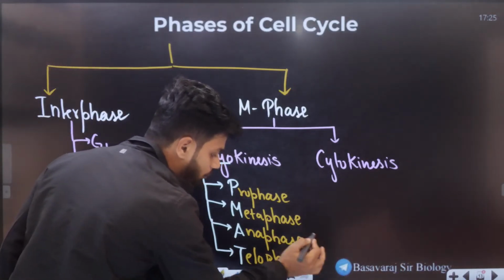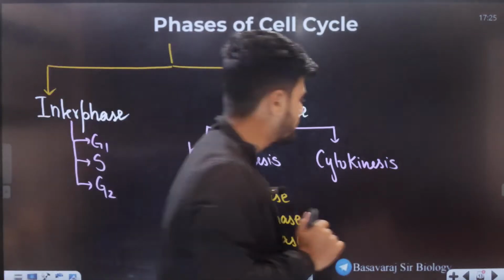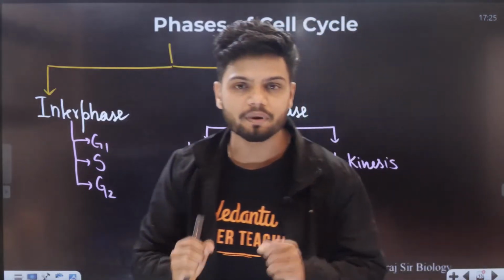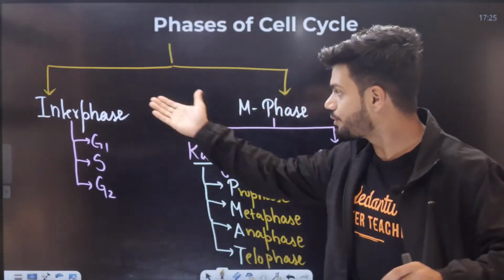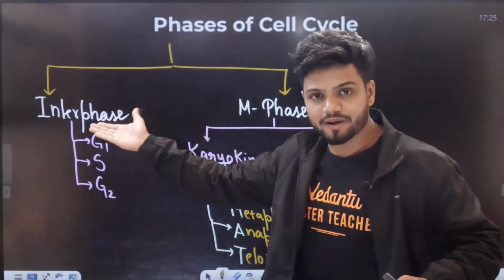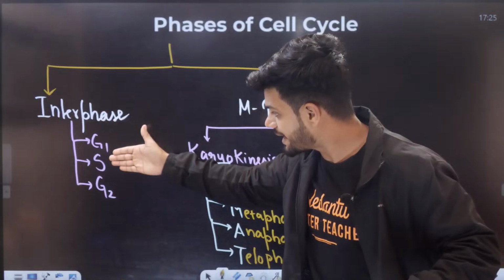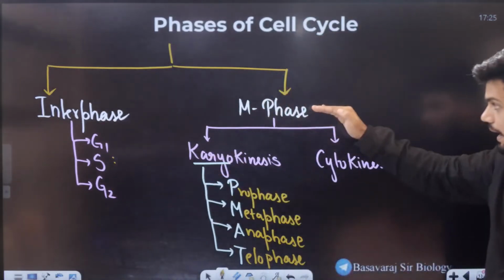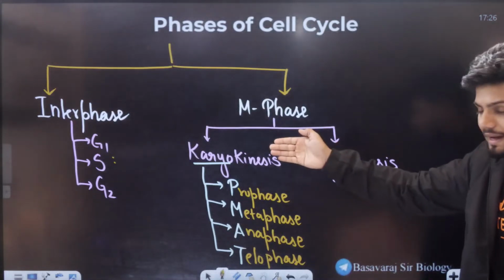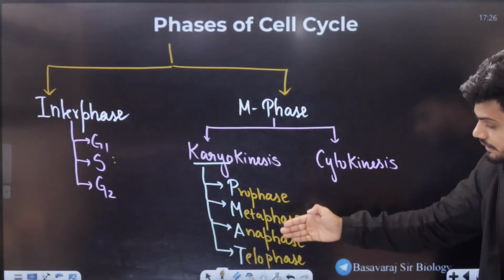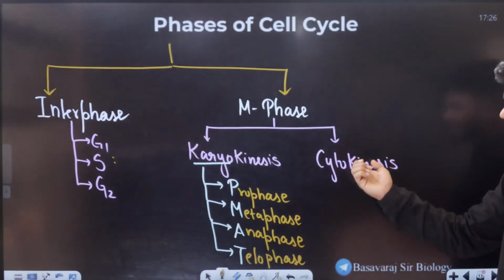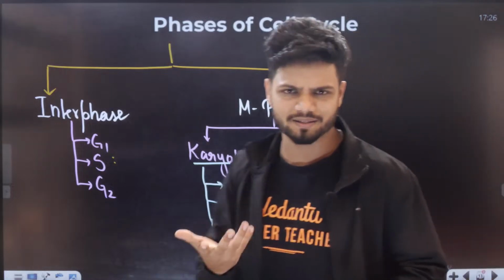So, let me recap one more time what exactly is happening here. The entire cell cycle is divided into two separate categories. The first one is called interphase, the second is called the M phase. Interphase is divided into G1, S, G2. M phase is divided into karyokinesis and cytokinesis. Karyokinesis has PMAT: prophase, metaphase, anaphase, telophase. While cytokinesis basically has two parts again, students.